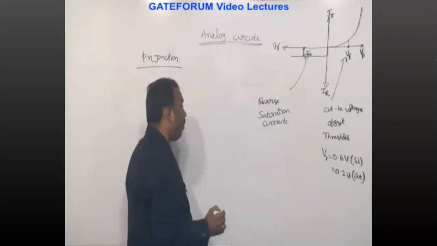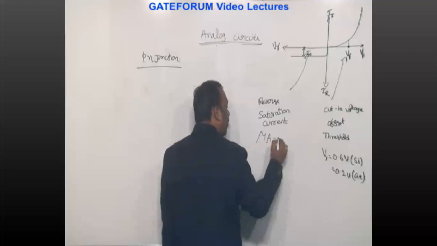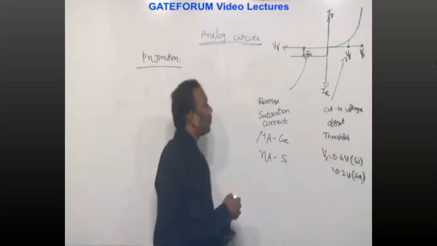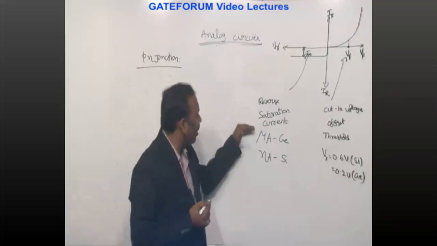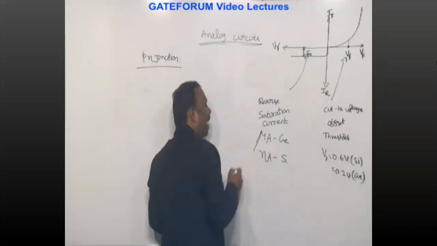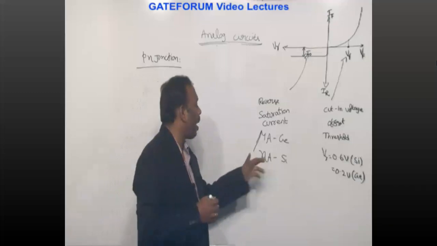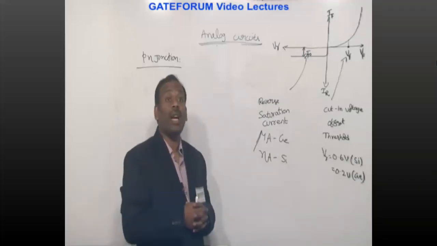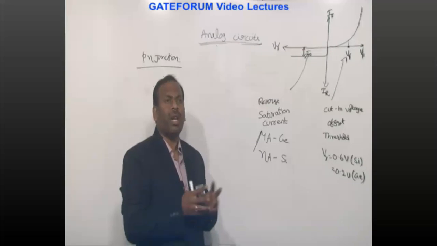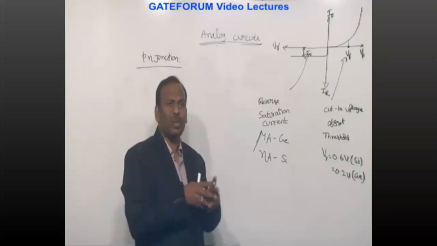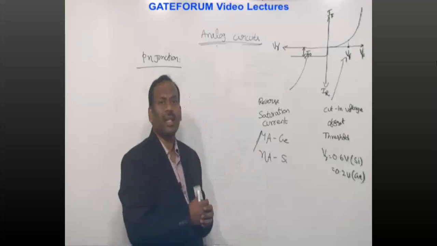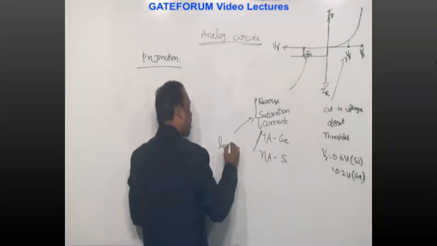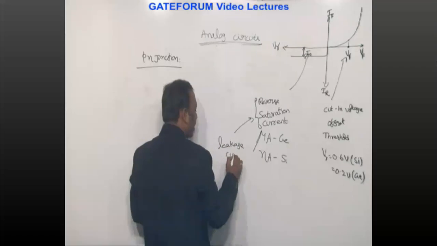Reverse saturation current is of the order of microamperes for germanium and nanoamperes for silicon. And this reverse saturation current is unwanted current. In the reverse bias condition we don't want current, it has to be zero. But a small current exists. This is also called leakage current.